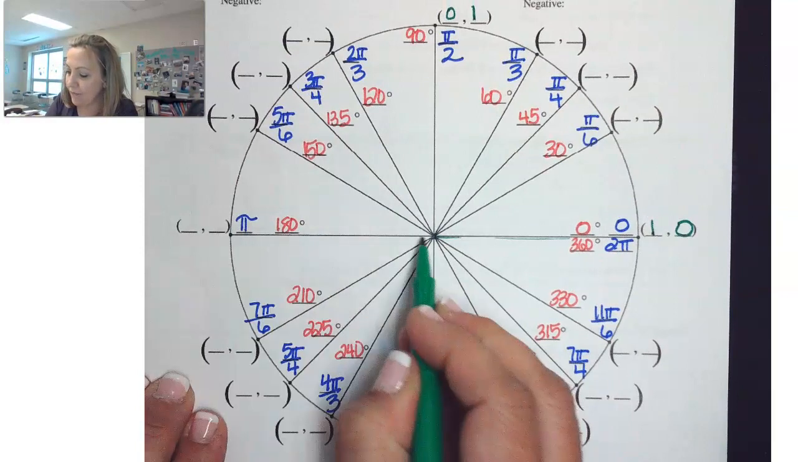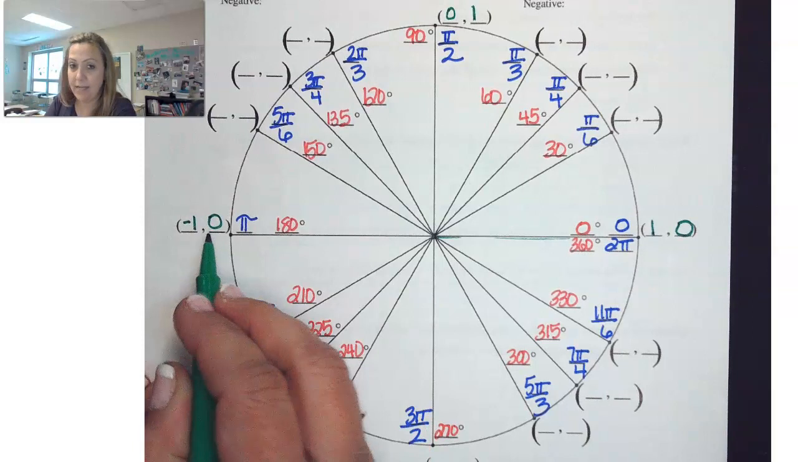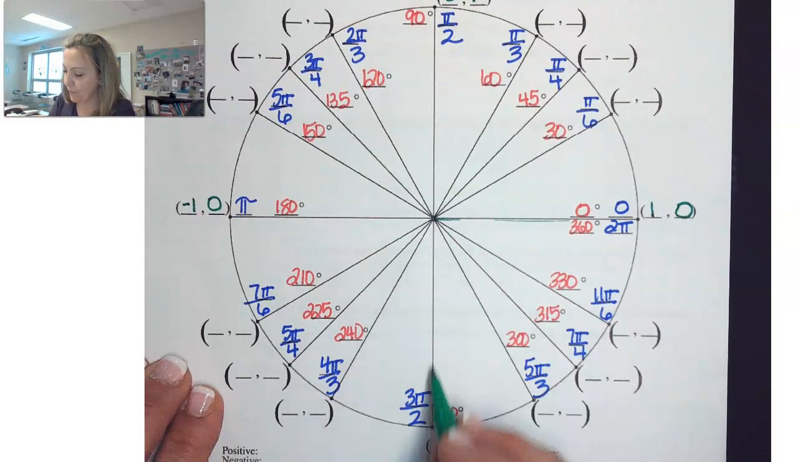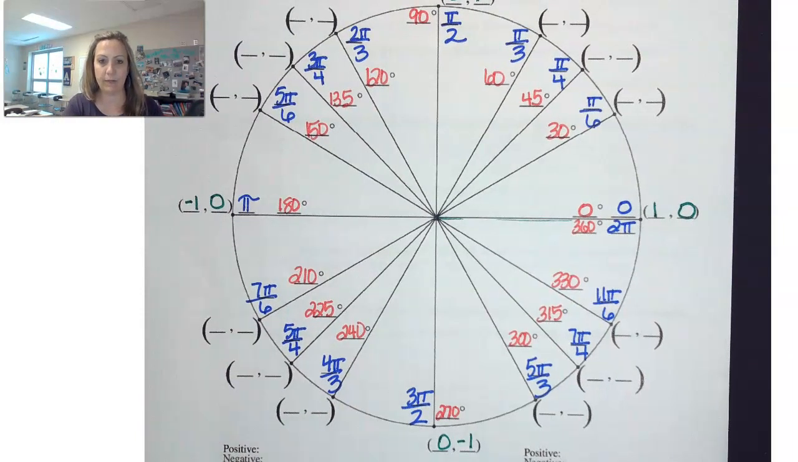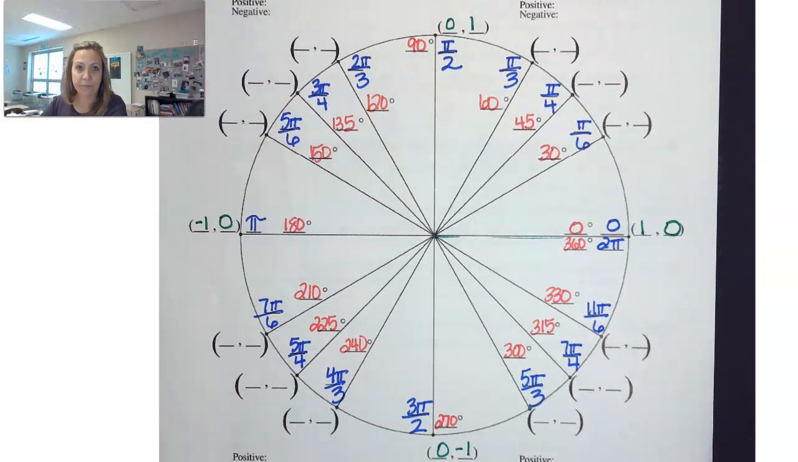Since I'm going in a negative direction, this is -1, 0. And to get this point, I don't move any on the x, but I have to move down for the y. So 0, -1. Let me zoom out real quick. It's a little better. Okay.